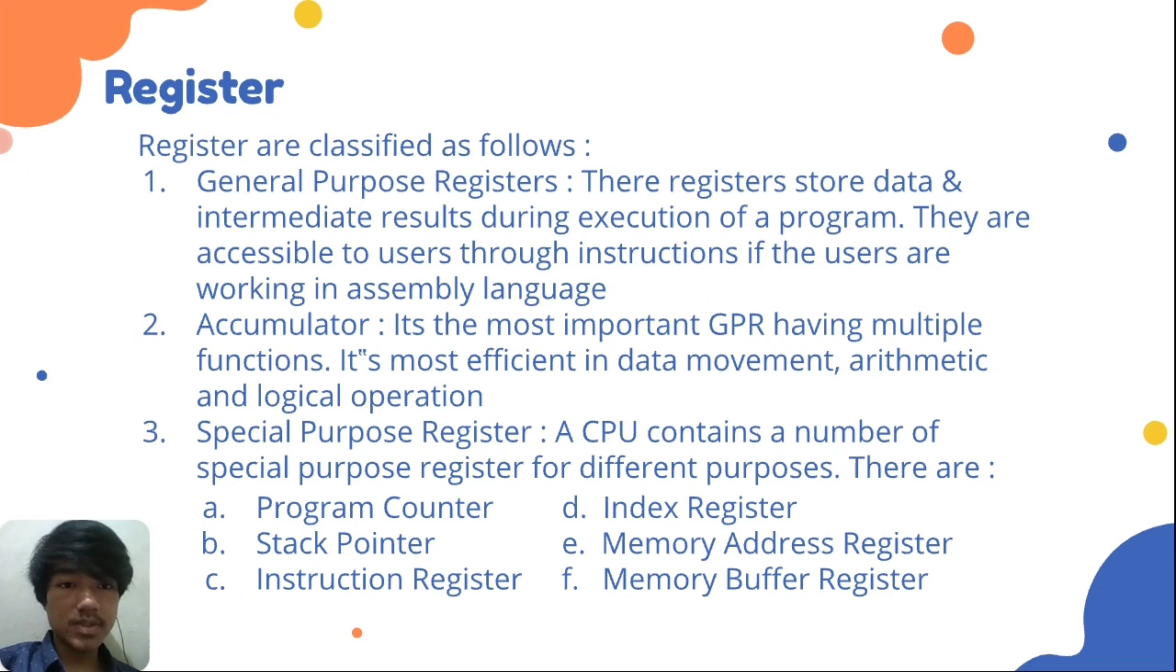Third, special purpose registers. A CPU contains a number of special purpose registers for different purposes. They are program counter, stack pointer, instruction register, index register, memory address register, and memory buffer register.